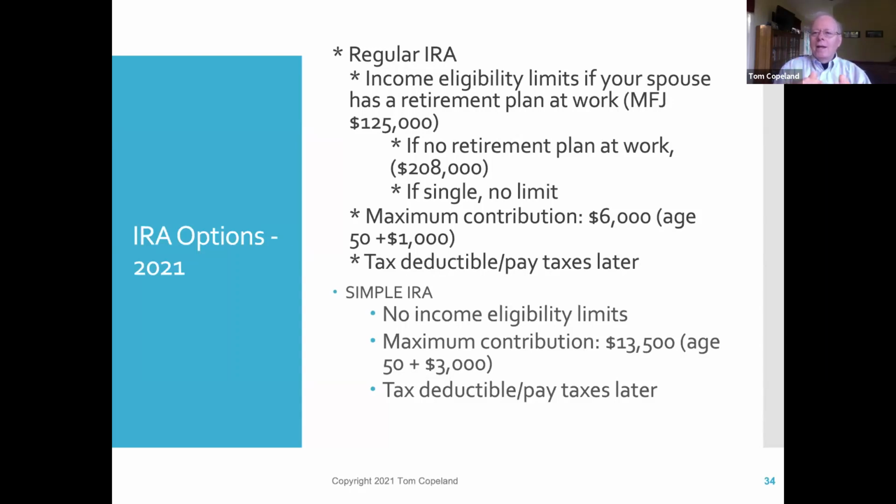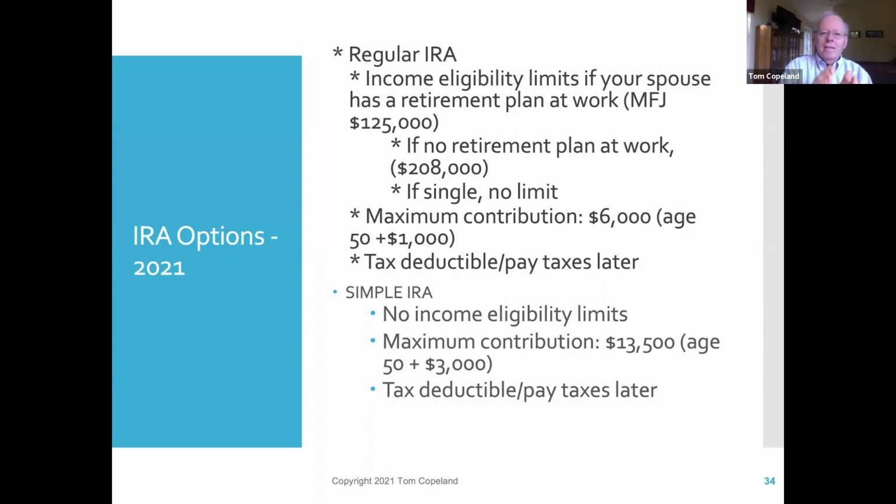When you put the money in, you get a tax deduction. If you put $2,000 in the first year, your personal taxable income goes down by $2,000. You're going to save money on your federal tax return and your state tax return. When you take the money out after you retire, you're going to pay tax on the contribution and on the interest.